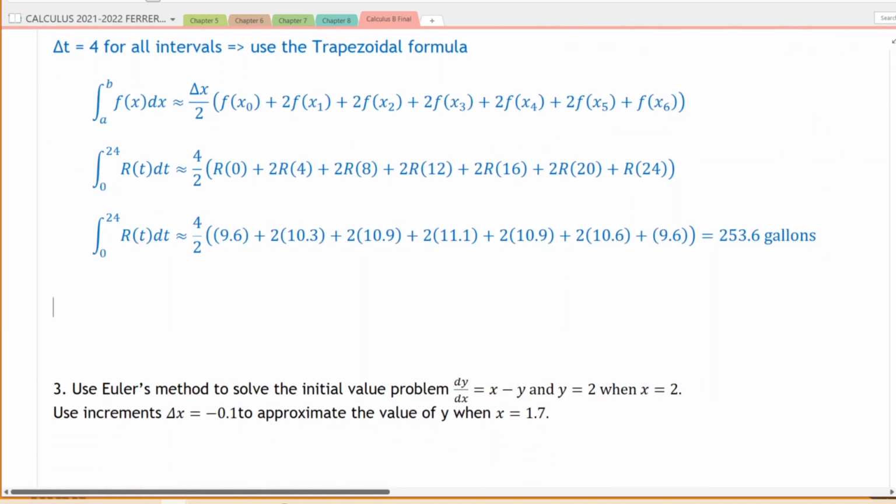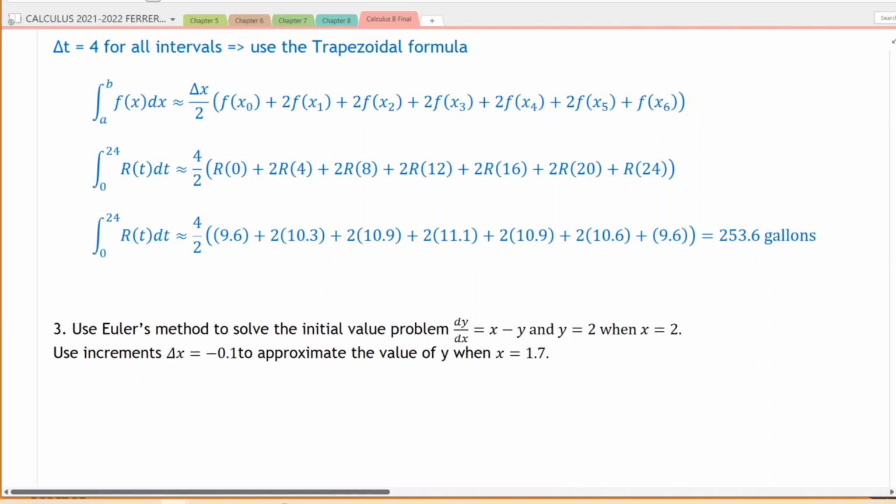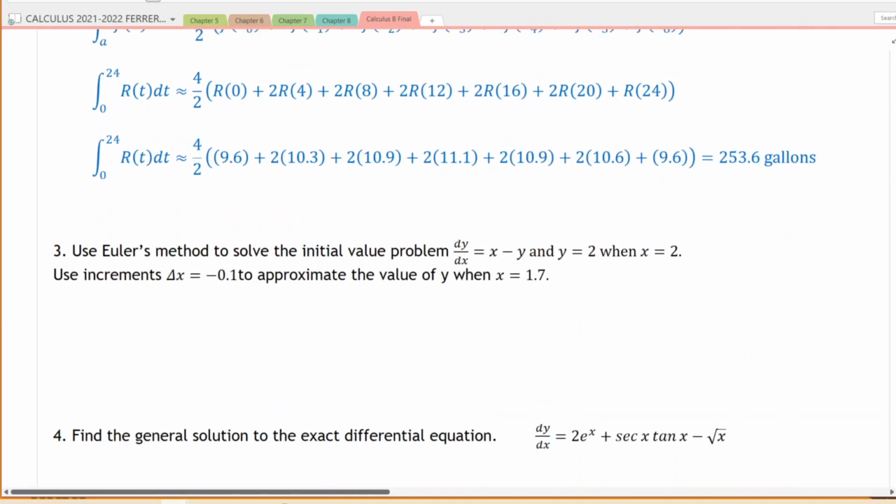Let's look at question 3. We want to use Euler's method to solve the initial value problem dy dx equals x minus y, with y equals 2 when x equals 2. We'll use increments of delta x equals negative 0.1 to approximate the value of y when x equals 1.7.